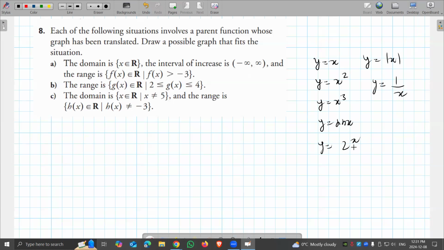I think that's about it. Maybe the root function as well. We can also use the root function. All right, so these are the possible functions. Let's look at A. The domain is x ∈ ℝ.